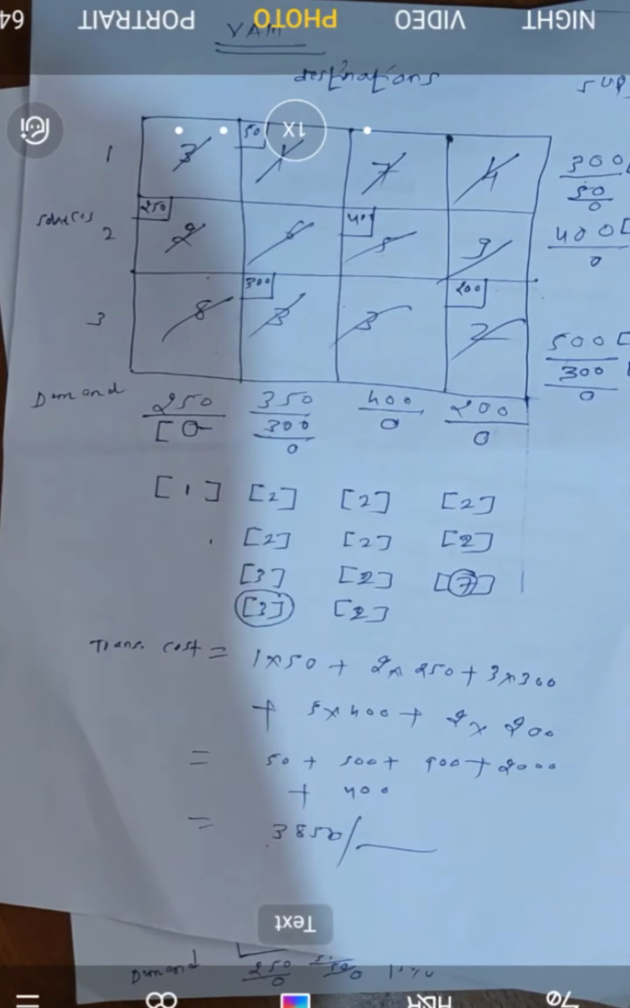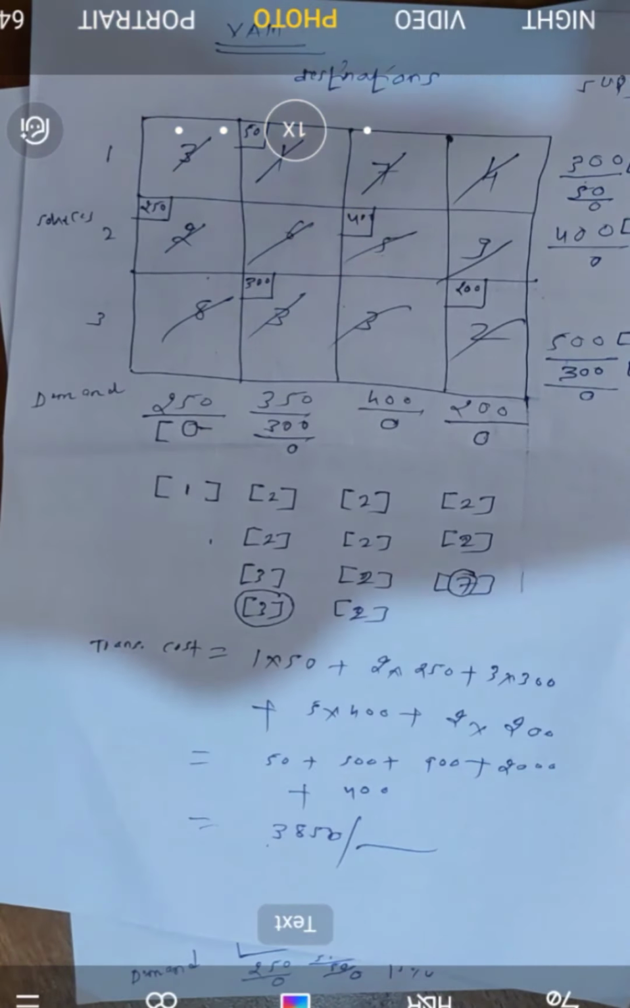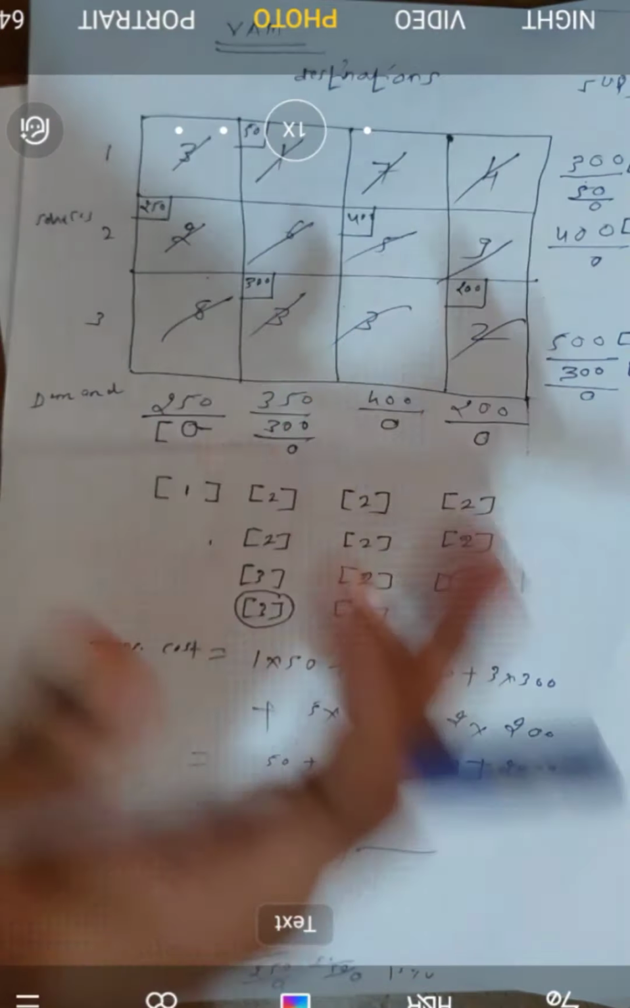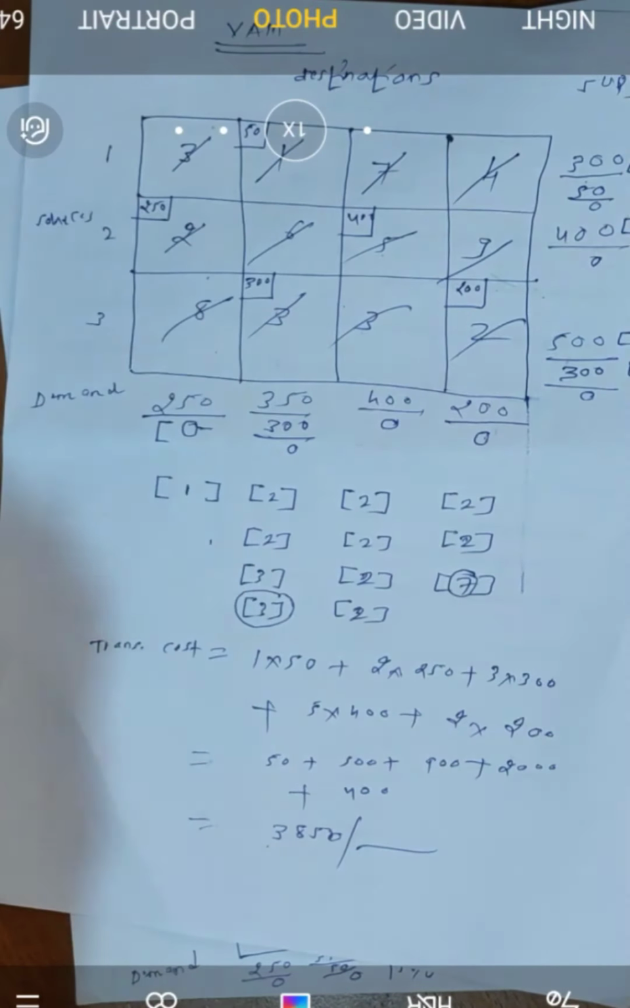So this is how you have to make allocation by the VAM method, or Vogel's approximation method. So what we have to do? We have to find the least two elements in each column and each row. We have to write the difference. Those are called penalties. Out of those penalties, you have to select the highest penalty. So you have to select the row or column of that highest penalty. In that you have to make allocation at least cost. So this is how you have to make allocation by using Vogel's approximation method.